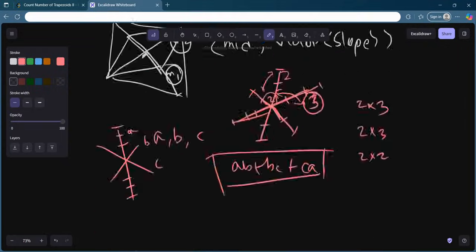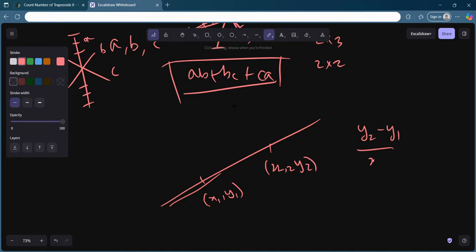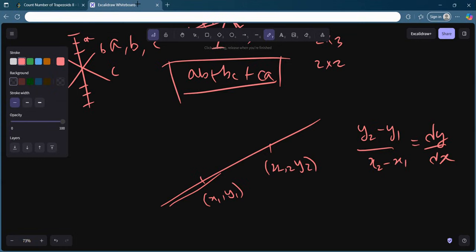Now, I hope you know these already. If there is a line and there are 2 points x1, y1, x2, y2, what is the intercept? What is the slope? y2 minus y1 by x2 minus x1. That is what I am storing in dy by dx format. So dy is nothing but this, and dx is this. But see, this denominator can be 0, which will make this whole thing infinity, right? But do we need to ignore such lines? The answer is no, we do not need to ignore them.